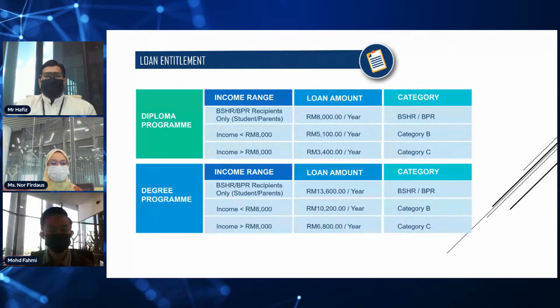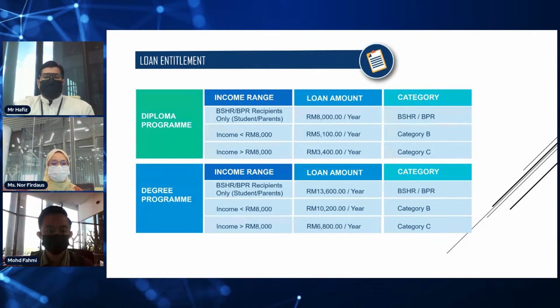Okay, so for diploma program, there are three categories. The first one is BSHR or BPR. Basically, it's only applicable for students whose parents are the recipient of the BSHR or BPR. So the student will be entitled to 8,000 per year. Okay, if your parents are not the recipient of the BSHR or BPR for the current year, and their income is not exceeding 8,000 per month, you will be entitled to 5,100 ringgit per year. And if your parents' income is exceeding 8,000 per month, you will only be entitled to 3,400 per year.